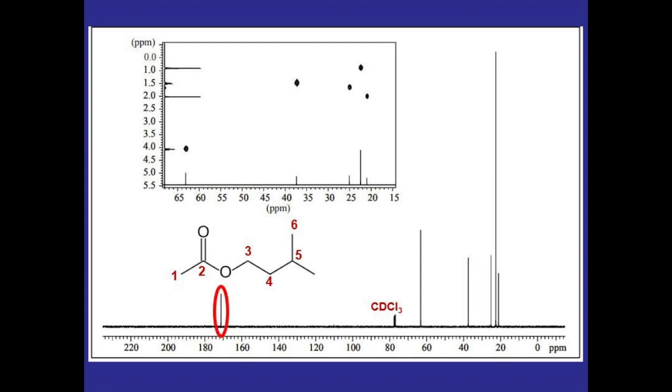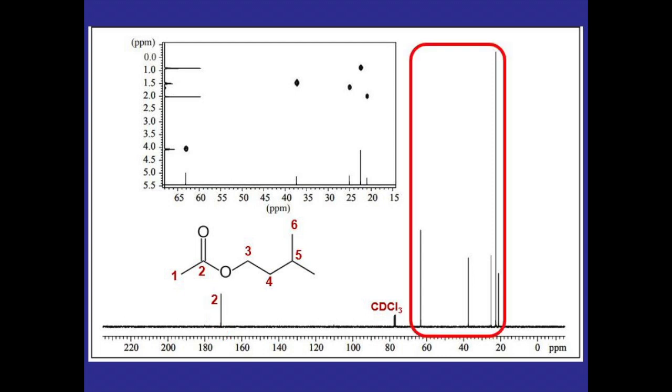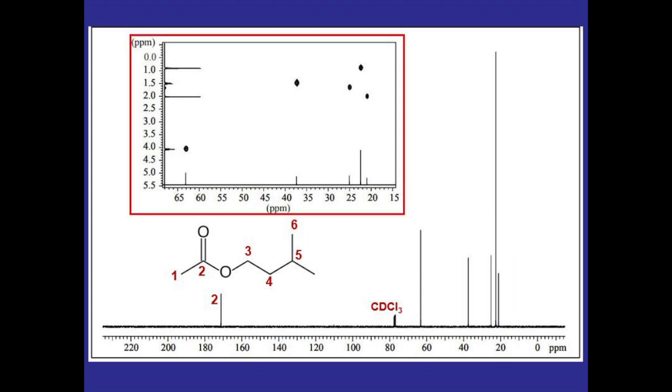For example, this peak around 170 ppm would be for the most deshielded carbon, which would be the carbonyl carbon, so carbon number 2. Now, for the rest of the peaks, you could probably do something similar and analyze them based off of their chemical shift, but there is some ambiguity and some magnetic properties that affect the carbons that you might not recognize, so you are given this 2D NMR, which I'm going to show you how to use.